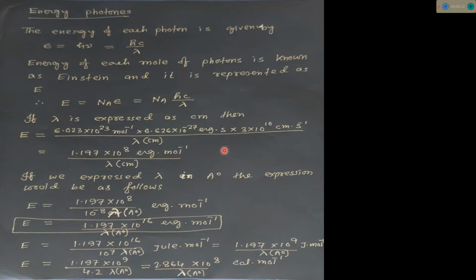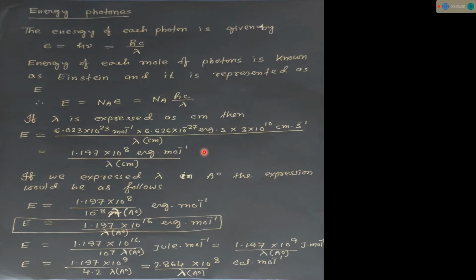This is the CGS unit, not the SI unit. If we put the values, we will get 1.197 into 10 to the power 8 erg per mole divided by lambda. This is the energy of each mole of photons, that is, an Einstein, expressed as capital E. Energy of Avogadro number of photons gives the value 1.197 into 10 to the power 8 erg per mole. Here lambda is in centimeter.